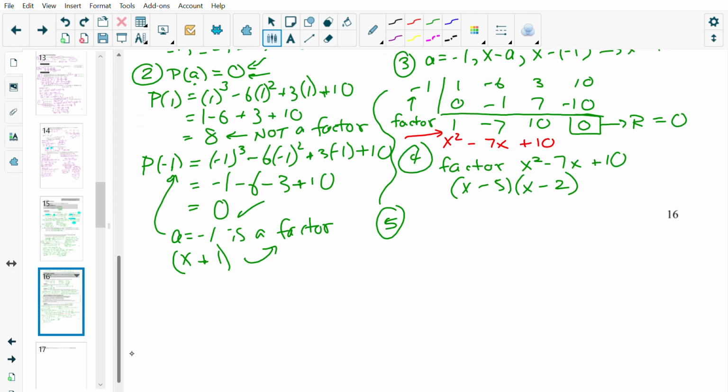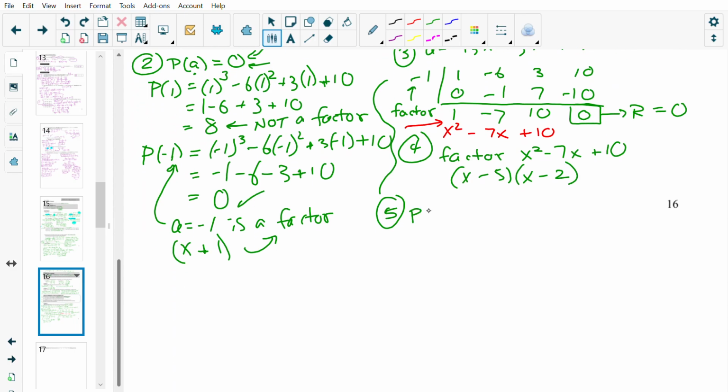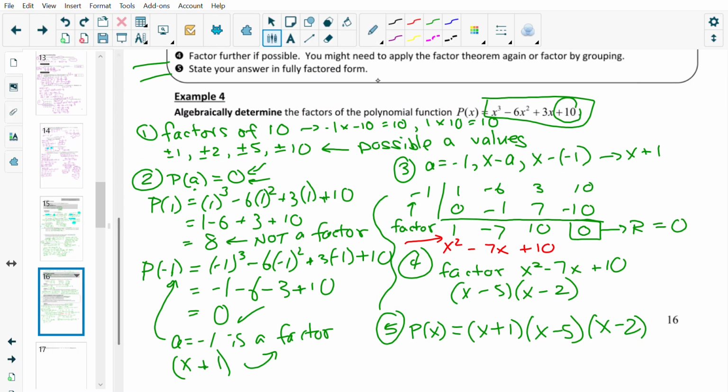Step 5, final step. State your answer in fully factored form. P of x equals x plus 1 times x minus 5 times x minus 2. Let me highlight this to show you where all the factors come from. We have x minus 2, that was from the factored form. We have x minus 5, also from the factored form, step 4. And then the last part is we have x plus 1.